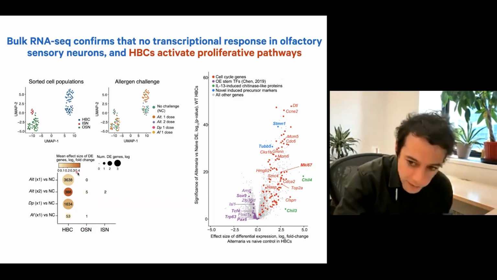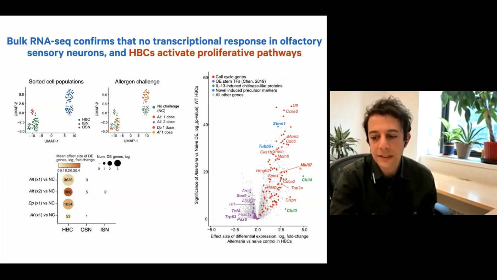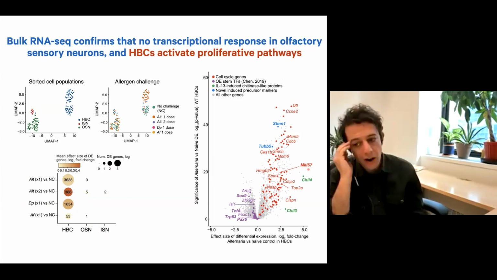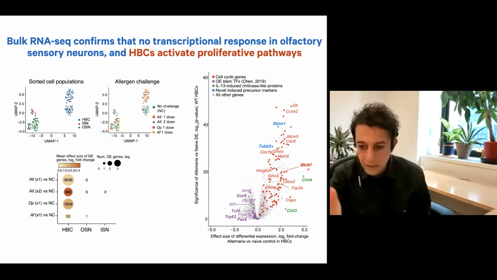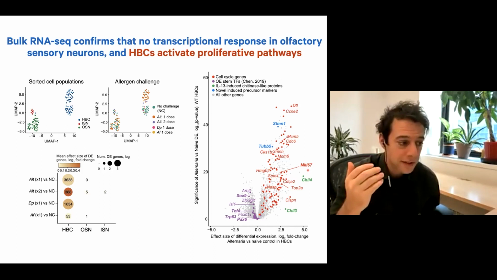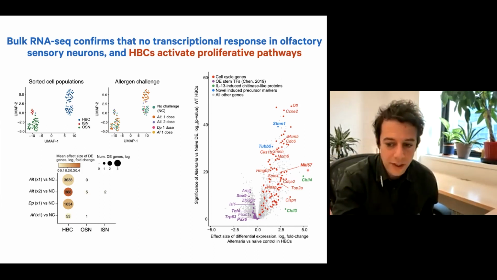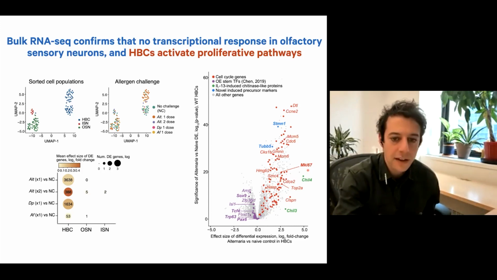So what was in this response is shown in this volcano plot. On the right-hand side are genes which are upregulated by basal cells in response to Alternaria. And what we really saw prominently was MKI67, which is a marker of cell cycle of proliferation. And so if we colored all of the genes that are involved in cell cycle in red, it was really obvious that a large part of the transcriptional response that we observed in the basal stem cells was actually because they're activating proliferation and they're trying to divide.